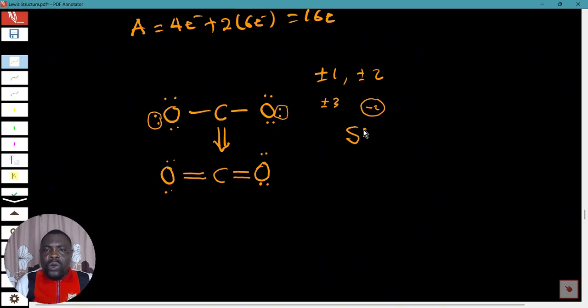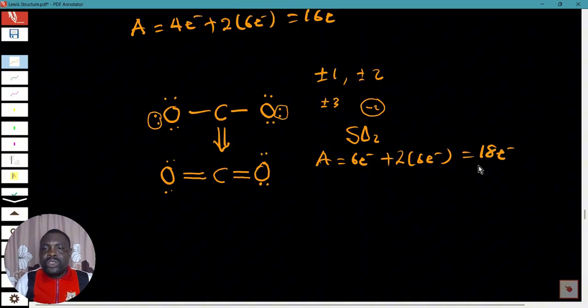Now let's look at sulfur 4 oxide. Available electrons: sulfur is in group 6, that's 6 electrons, plus oxygen is in group 6, that's 2 times 6 electrons, giving me a total of 18 electrons. So the magic number of sulfur oxide is 18.